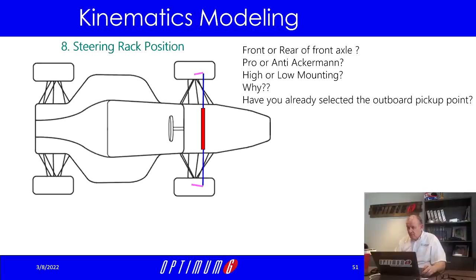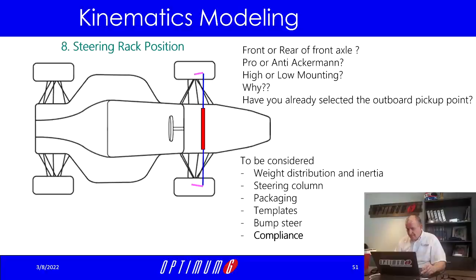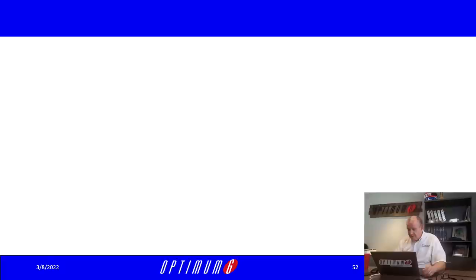So, have you already selected the outboard picker point? Okay. To be considered, weight distribution and inertia, steering rack more to the inside, but on a race car, everything is split hairs. There is no magic bullet. It's 200th of a second here and 300th there and 100th there. And at the end, you have 3 or 4 tenths. Steering column, packaging, template, bump steer, and the bloody compliance, which I will speak about at the end.